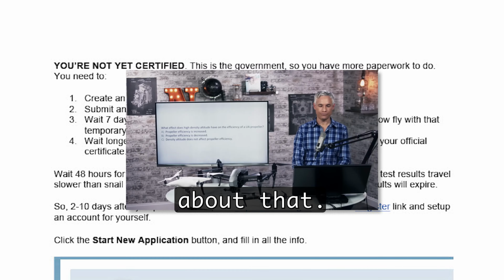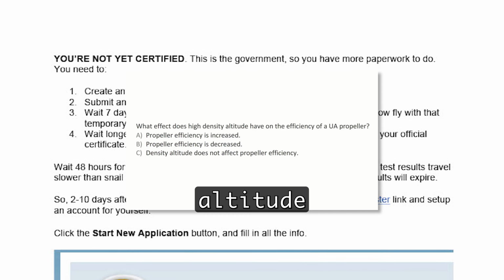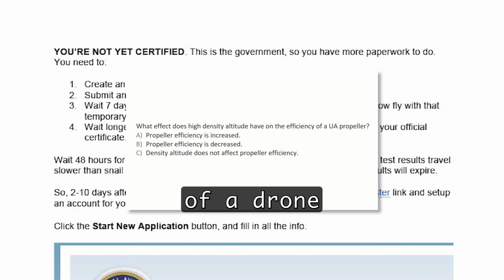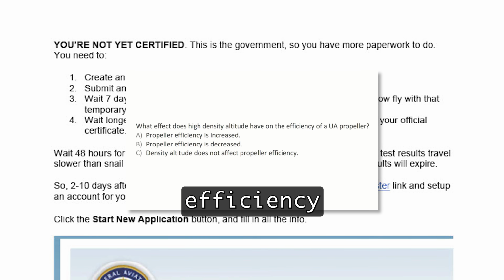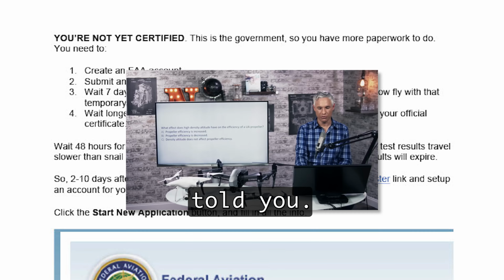Here's a question about that. What effect does high density altitude have on the efficiency of a drone propeller? Drone efficiency is decreased, like I just told you.